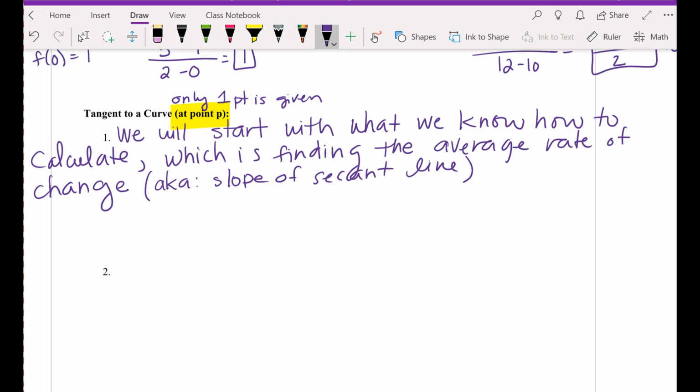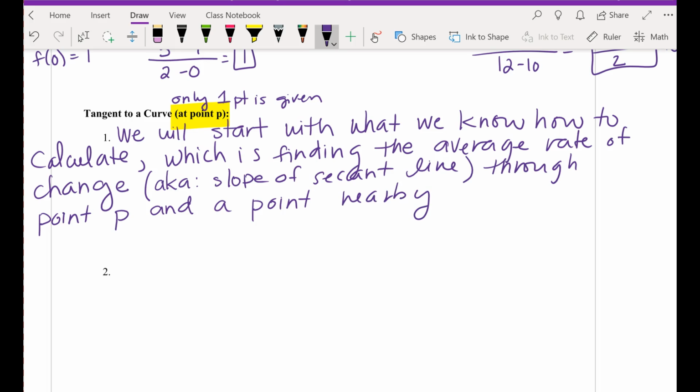So we will start with what you already know how to find, the slope of a secant line through point P. But that's only 1 point. To find the slope of a secant line, how many points would you need? 2. So what we're going to do is pick a point nearby, because you are only given 1 point. You can't find a slope of 1 point. So we're going to find the slope at point P that's given to you and somewhere closer. Okay?